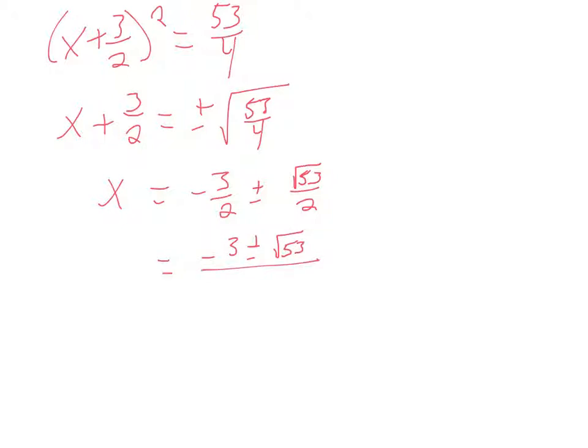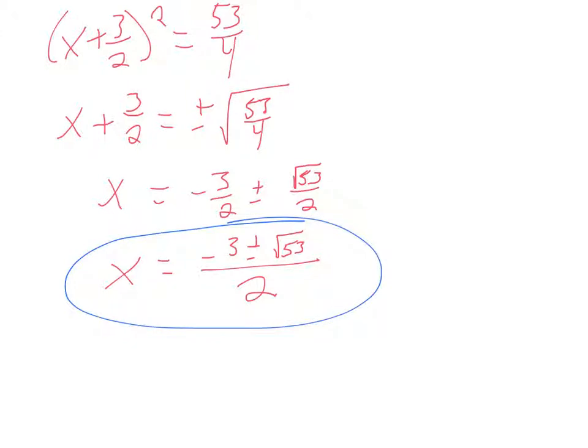Does 53 have any perfect square factor pairs? Or any factor pairs other than 1 and 53? No, so we're good there. So those are the two possible solutions. So that's completing the square.